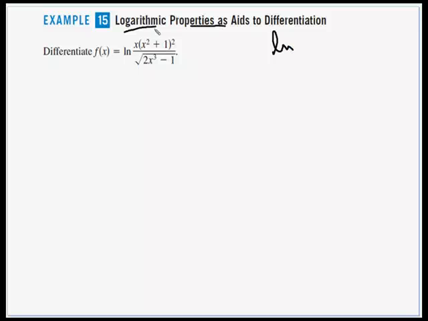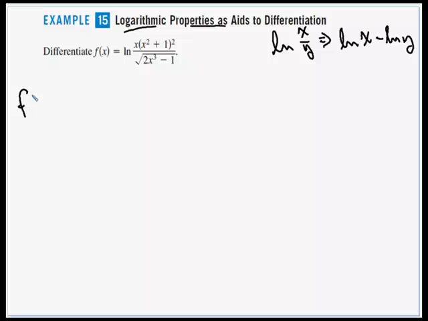The first one, we have the log of a quotient. What if I had the ln of x divided by y? If we remember our pre-calc last year, that is the ln of the numerator minus the ln of the denominator. So we'll apply that here first.